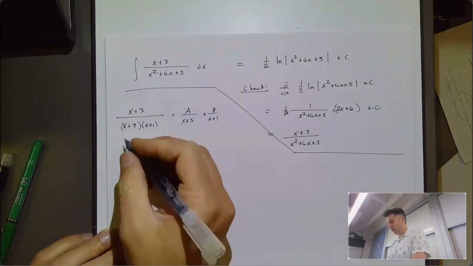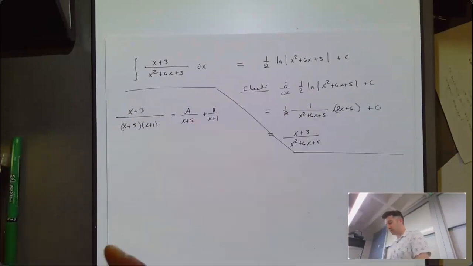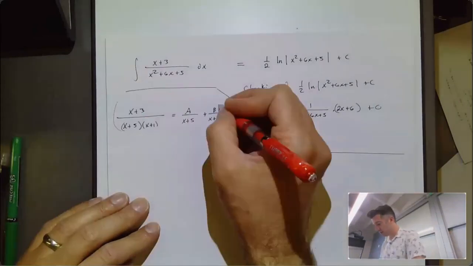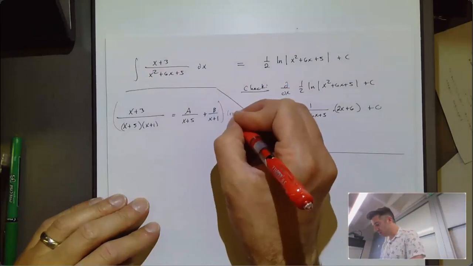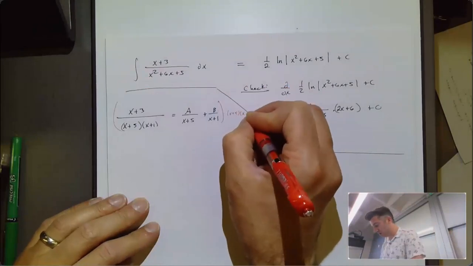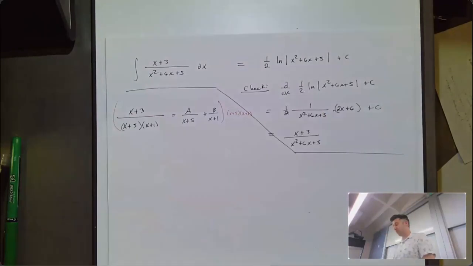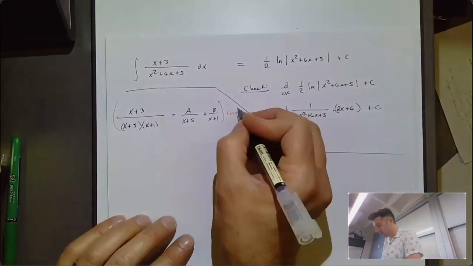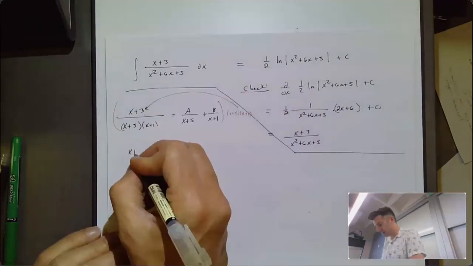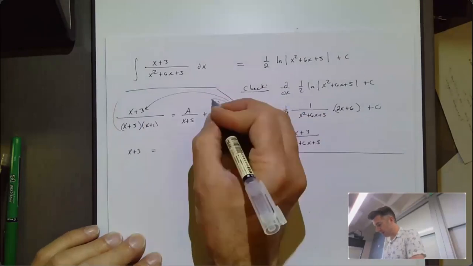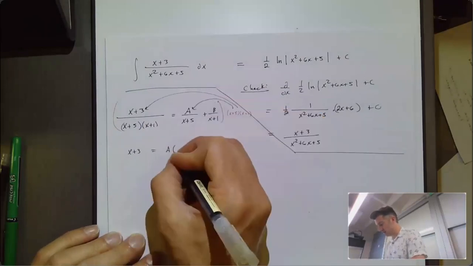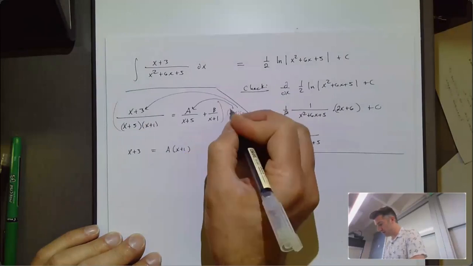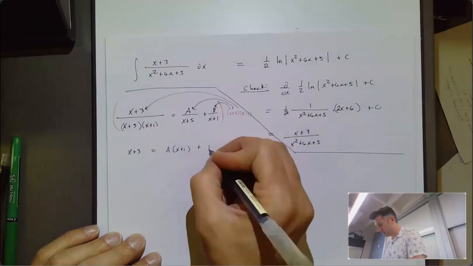And then we're going to multiply both sides by our common denominator. I really do encourage you to write this step if you have to do partial fractions. It helps you remember what's going on. So when you multiply this by that, you're going to get just x plus 3. When you multiply this by that, the x plus 5s cancel and you get a times x plus 1. When you multiply this by that, the x plus 1s cancel and you get b times x plus 5.